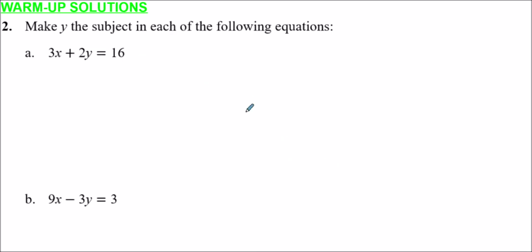Let's now have a look at solving question 2. So for question 2, all we need to do is make y the subject, which means put these equations in the form y equals. For part A, we can subtract 3x on both sides to obtain that 2y equals 16 minus 3x. Then divide through by 2 gives that y equals 8 minus 3x over 2.